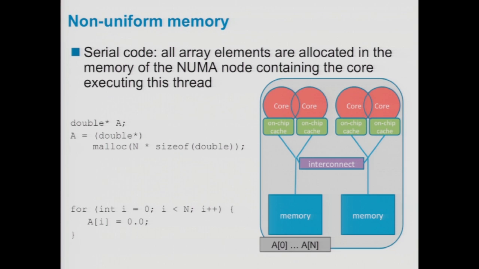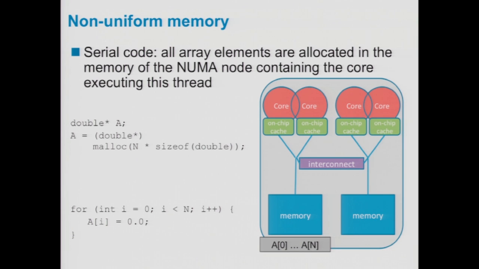So in the previous picture, we had basically one big blue box for memory. All the memory was sort of uniform. Here, it's non-uniform, in that the first two cores are more tightly bound to the left memory, and then the right two cores are more tightly bound to the right memory. So there's a little bit lower cost to access memory which is close to you.